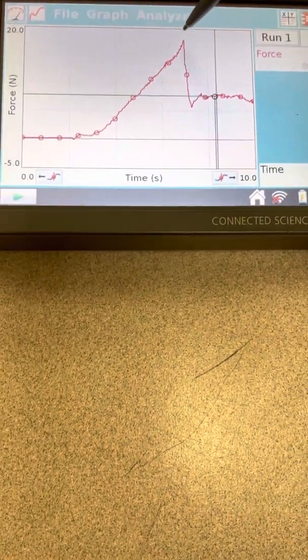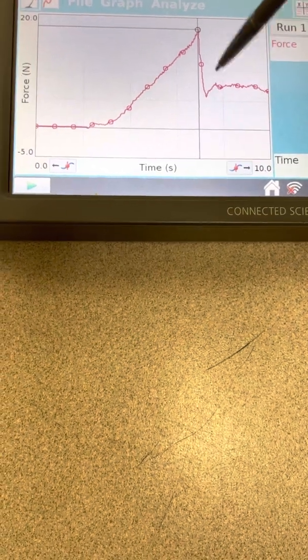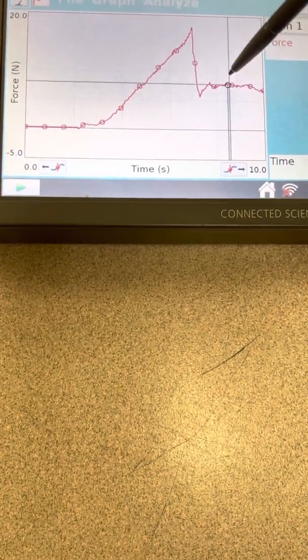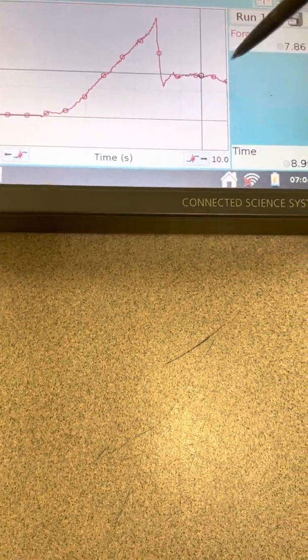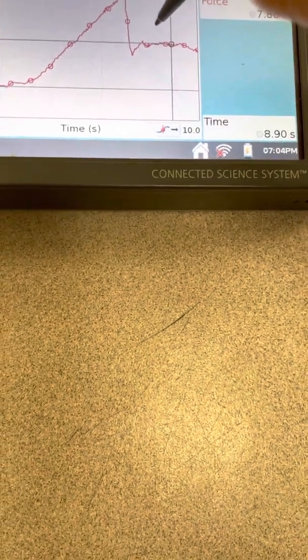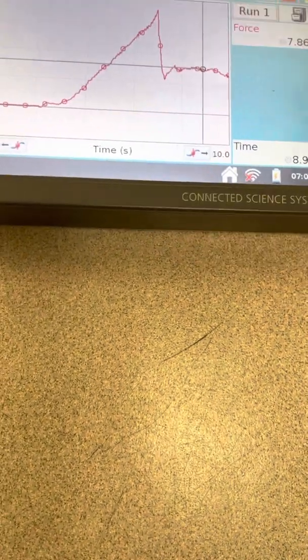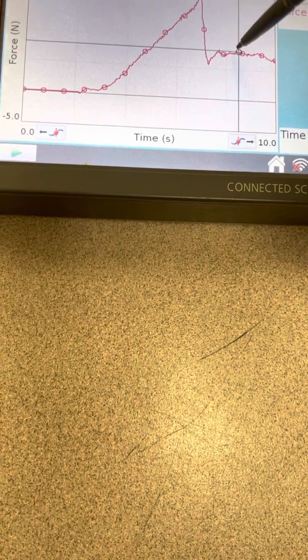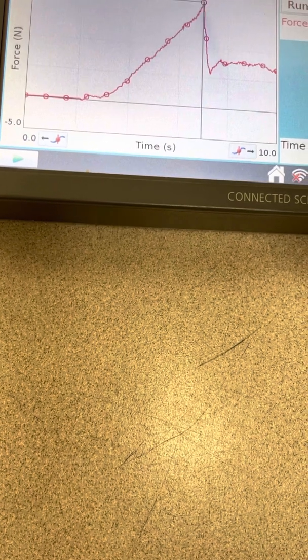I need to apply a lot of force, like 17.81, and then once the book starts moving, the molecules cannot pull each other that strong, so I only need to apply 7.86 newtons to break the kinetic friction, the friction between the book and the table while the surfaces are moving, sliding past each other. So the kinetic friction is called the sliding friction, and the static friction is called the starting friction.